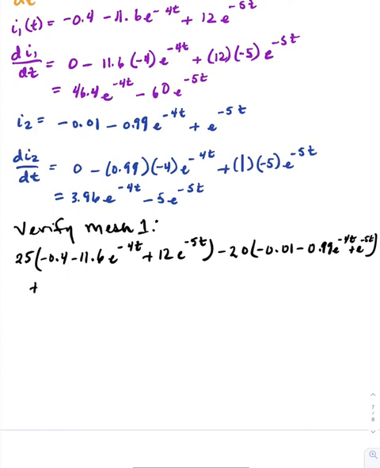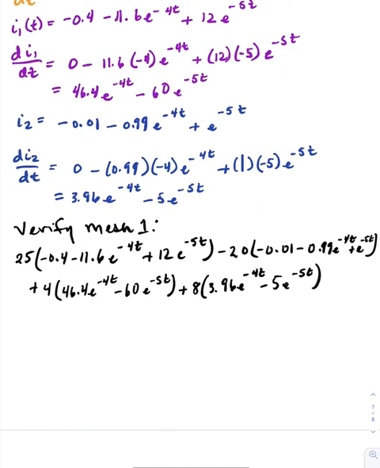Plus 4 di1 dt. So that's 4 times di1 dt, which is 46.4 e to the minus 4t minus 60 e to the minus 5t, and plus 8 di2 dt. So that is 8 times 3.96 e to the minus 4t minus 5 e to the minus 5t. And we said that was equal to minus 5 ig, so minus 5.